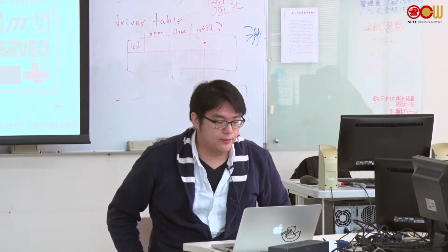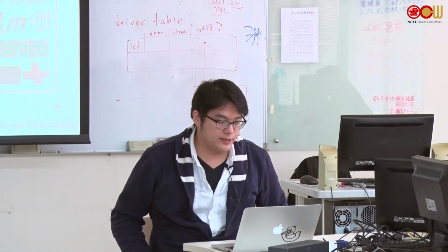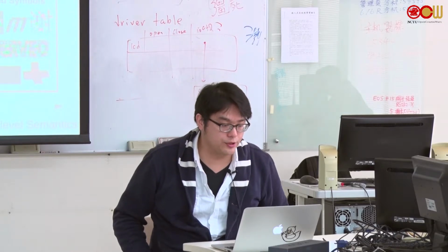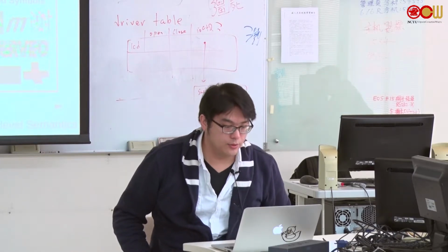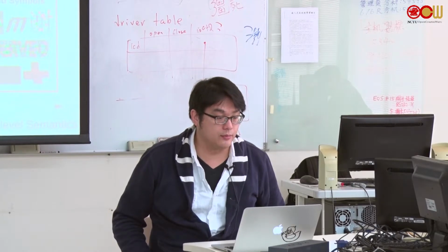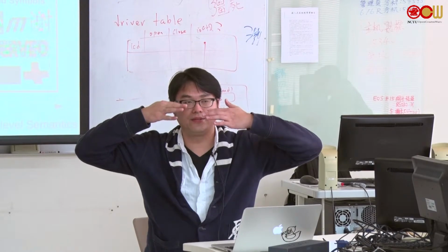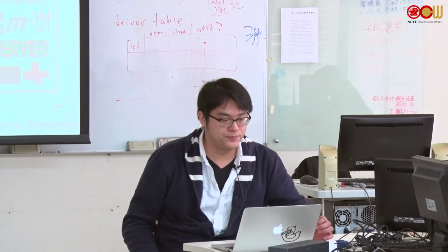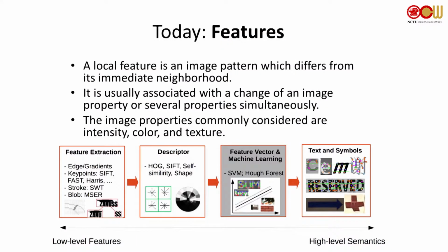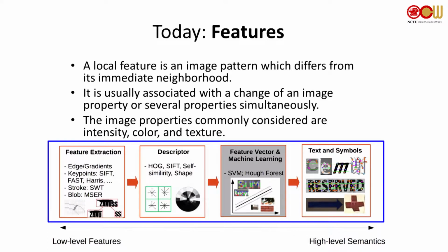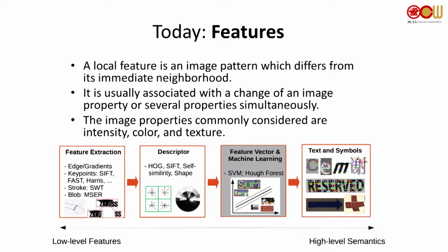Once again, a feature, in a simple sentence, a local feature is an image pattern which is different from its immediate neighborhood. So like black, white, and white, or this kind of feature. And you can see a figure like this from our left-hand side to the right-hand side. So this is one figure from my own paper in 2015. The paper is about the features for text in the environment.